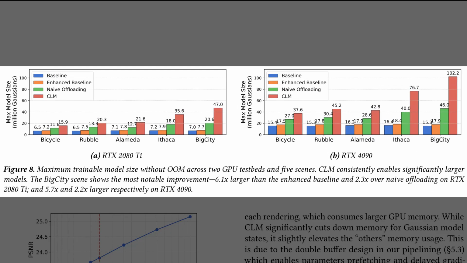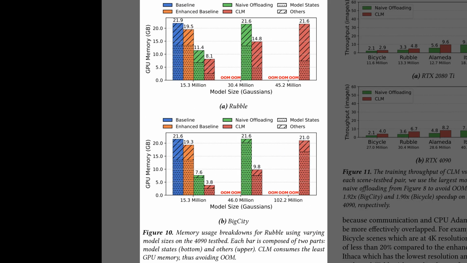Figure 8 reports how far each system scales before running out of memory. The charts show 4 methods across 5 scenes, and the red bars for CLM stand tallest throughout. On RTX 2080 Ti, CLM reaches 47 million Gaussians on Big City, about 6.1 times the enhanced baseline and 2.3 times naive offloading. On RTX 4090, the right chart peaks at 102 million, roughly 5.7 times and 2.2 times respectively. So, Figure 8 showed capacity gains.